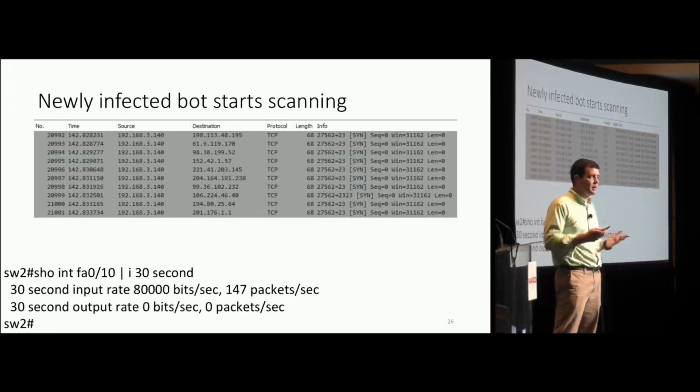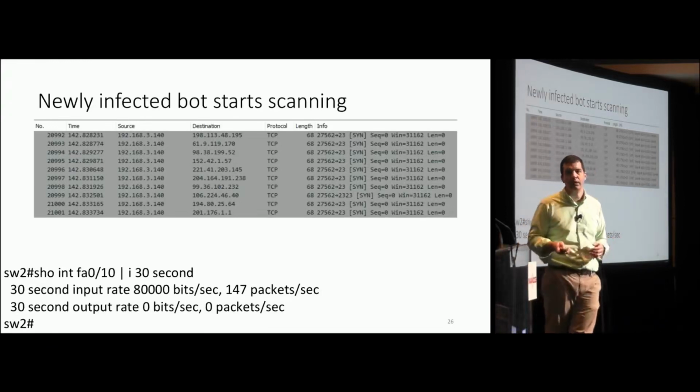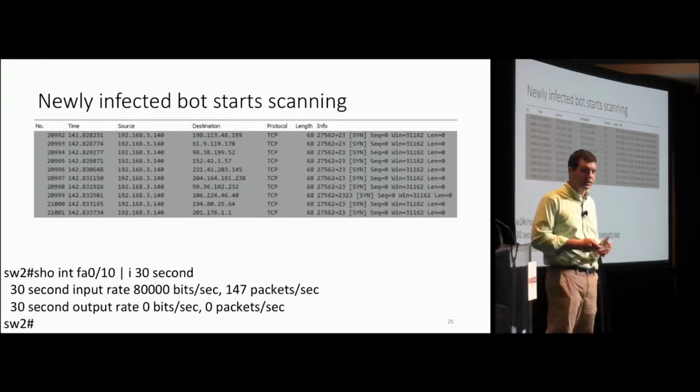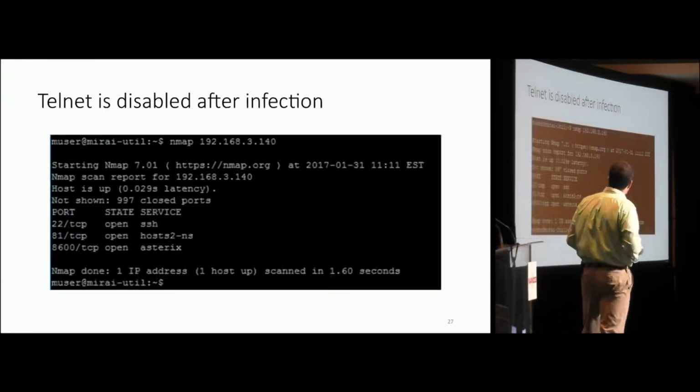And for all of these examples, I'm going to show average port bandwidth, because I thought that was interesting to me. So here, the initial scans are doing just 80K of scans and 147 packets per second.